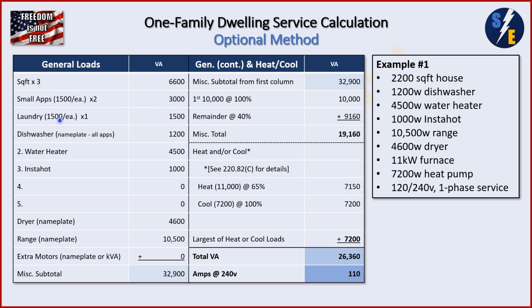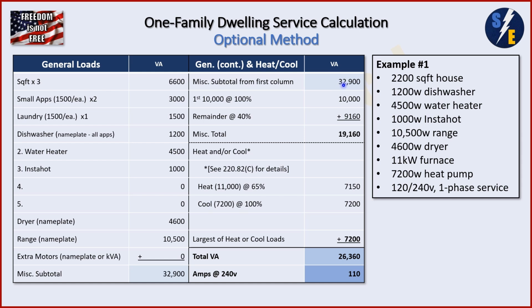Same thing with the laundry. We've got to add it here, even though we're not told we have a clothes washer. We've got to add 1 at 1,500 VA. So put that there. Then we're going to go for our fixed appliances. We've got dishwasher, water heater, Insta-Hot at nameplate, dryer, range at nameplate. We don't have any extra motors, so that's 0. We're going to add all these up and we get 32,900 VA for our subtotal.